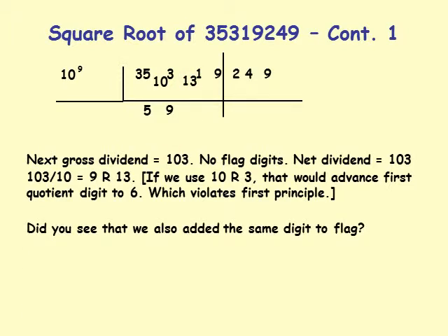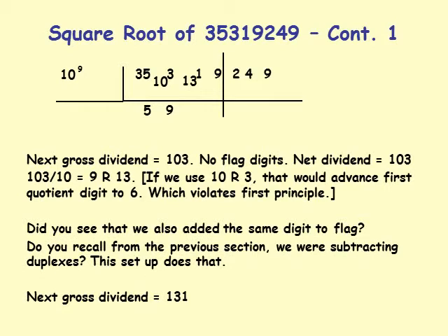Okay. You see that we also added the same digit to the flag. We got 9 here and 9 here. Let's continue. You recall from the previous section we were subtracting duplexes. This setup would do the same thing. The adjustment to the flag would be 9 times 9 is 81, which is the same thing as a duplex of 9. Now we have the next cross dividend, 131.